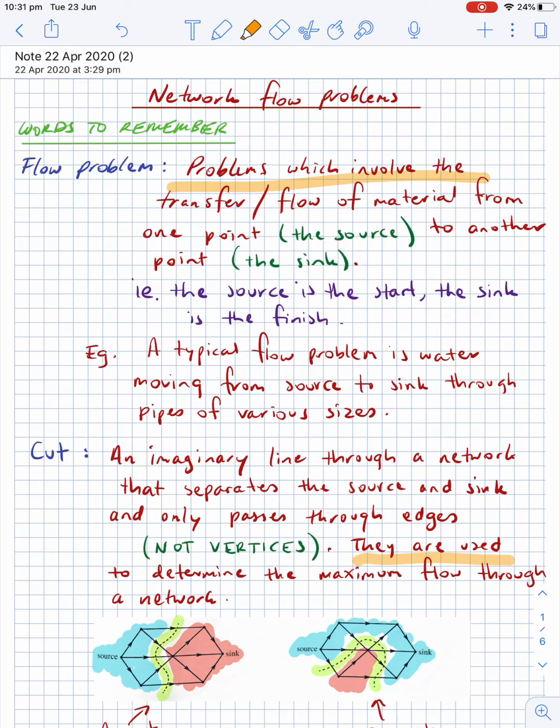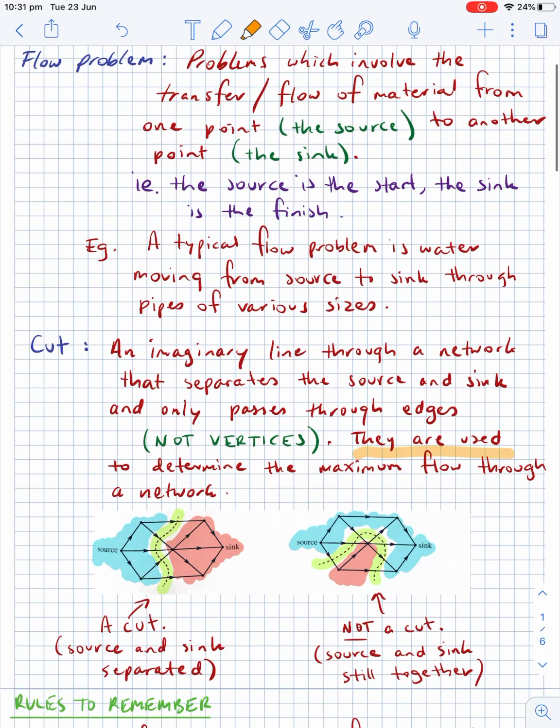They're problems which involve the transfer or flow of material from one point, the start called the source, to another point, the end called the sink. So it's important to remember that the source is the start and the sink is the finish. A typical flow problem is water moving from source to sink through pipes of various sizes. We'll get to those sorts of problems in a second.